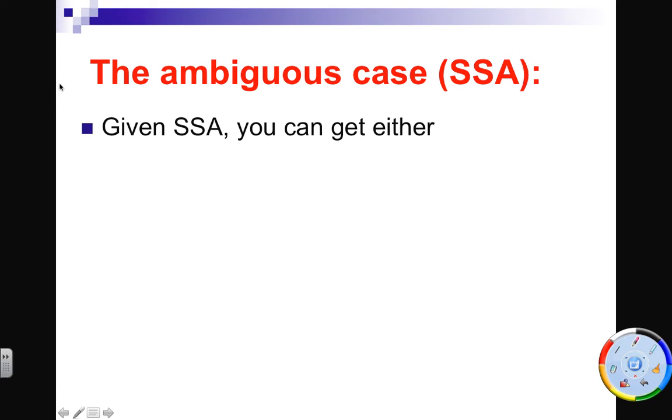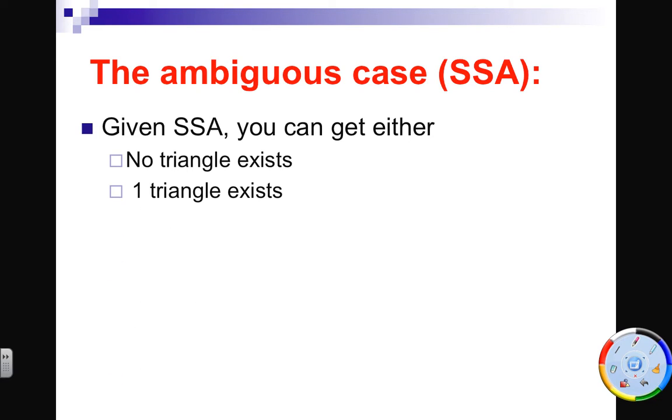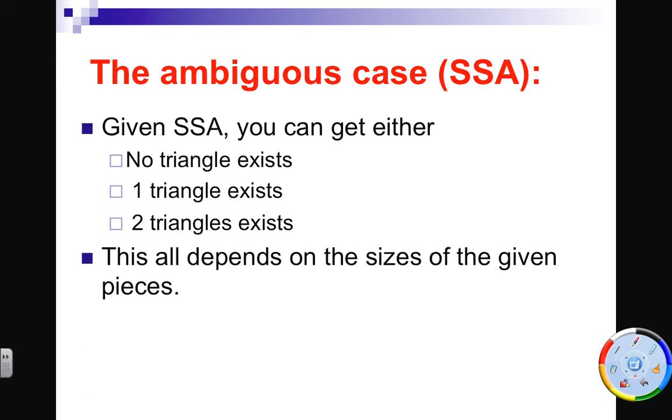All right, so if you're given the SSA, the ambiguous case, you can get either no triangle existing, and that's everybody's favorite, but you still have to do a little bit of work to determine if that triangle exists. And there's only one case where that doesn't work. And you could get one triangle existing, being that was the only triangle you could draw. Or, like I just said, you can get two triangles that exist. It all depends on the sizes of the given pieces, and it also has to do with the value of the height.